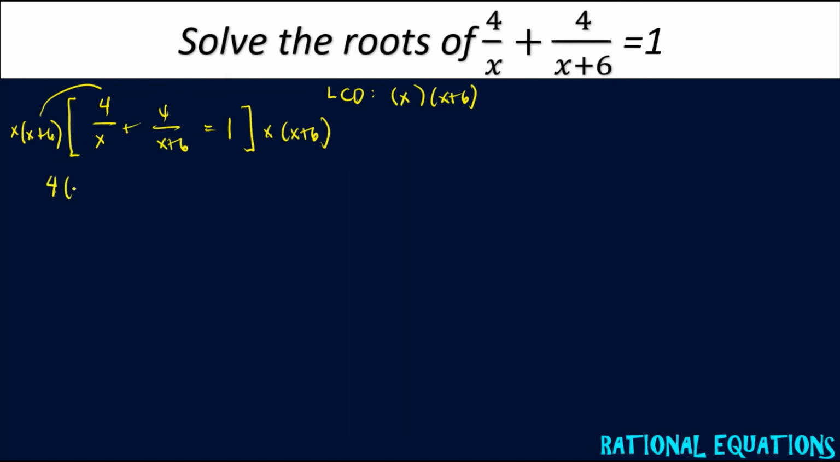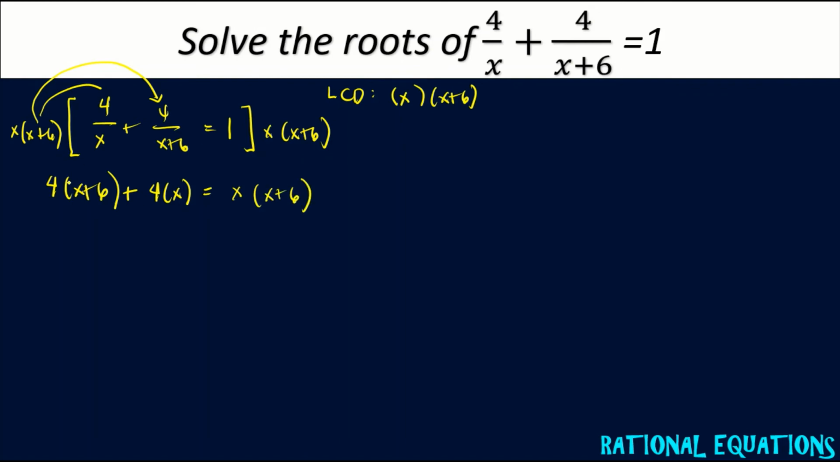So, we have 4 times x plus 6 and then plus. Okay, i-multiply naman natin ang LCD dito sa second term. So, magkaparehas na merong x plus 6, so maka-cancel ang x plus 6, and ang matitira naman is yung x times 4. So, you have 4 times x, and then it is equal to 1 times x plus 6.